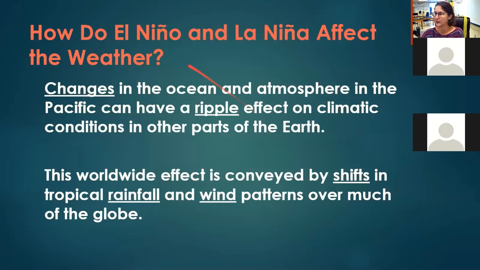Hang on, that's a thing we're not doing this year. How do El Nino and La Nina affect the weather? Well, changes in the ocean and in the atmosphere in the Pacific have a ripple effect, like a butterfly flapping his wings in the Amazon, right? It changes things all over the world. And a little change there means big changes. So hang on, let me let some more people in. This worldwide effect is conveyed by shifts in tropical rainfall and wind patterns over the entire globe, especially all countries surrounding the Pacific.